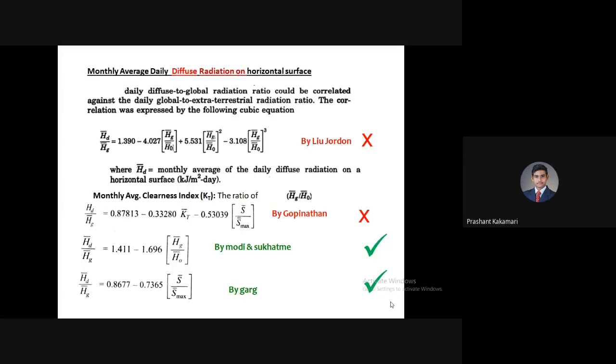Now, next part. If you want, you can write down these two equations, the Modi and Sukarma equation as well as the Garg equation. Because what I think is, in spite of just reading these equations and understanding the background theory, once we start solving the problems, you can understand the importance of these equations, and how best you can utilize them to predict the solar radiations without measurements. That is very important. For that, we are using the equations.